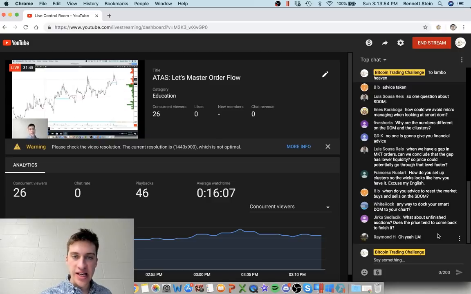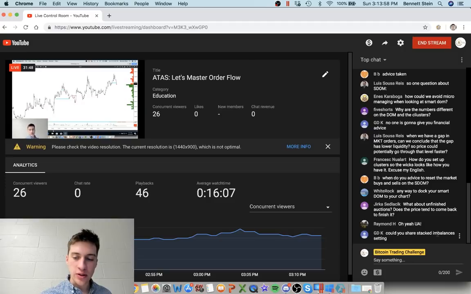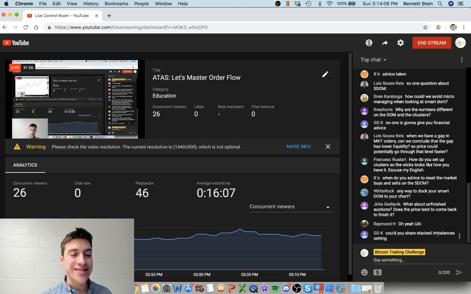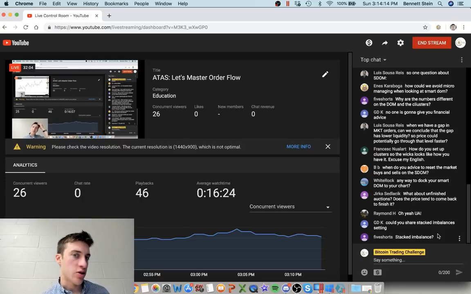But the TLDR, too long didn't read: we're going to go over stacked imbalances in a minute, but you have to know the reason why unfinished auctions work. The reason is that traders showed significant interest at that level. So when both buyers and sellers are interested in transacting at a level, it would make sense that price is going to gravitate toward that level so that they can continue to transact.